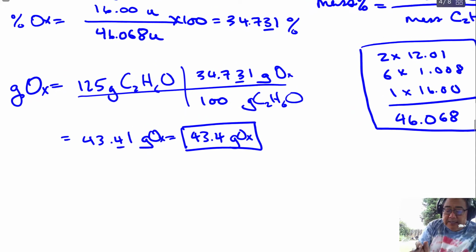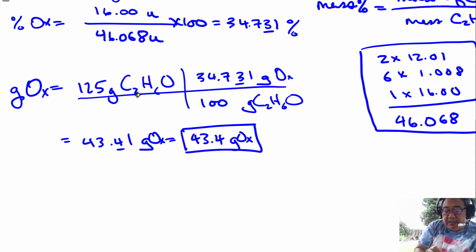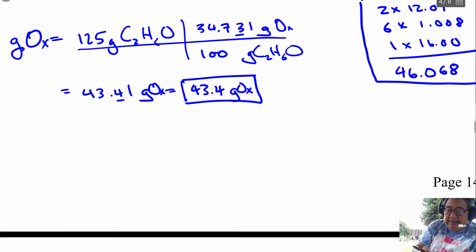Then I say, okay, I have 125 grams of C2H6O, and this percent is the same as saying 34.731 grams of oxygen for every 100 grams of ethyl alcohol, ethanol. Same stuff they make out of corn and put in your gasoline. When you do this calculation, 125 times 34.731 divided by 100, you end up with 43.41 grams of oxygen, which with 3 sig figs, because of the 125, comes out to 43.4 grams of oxygen.